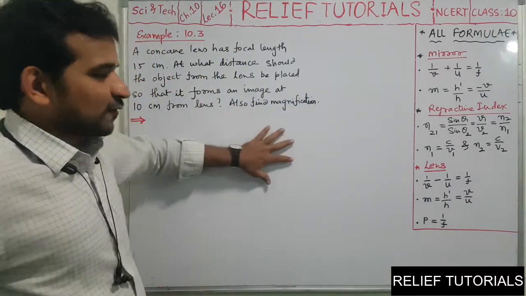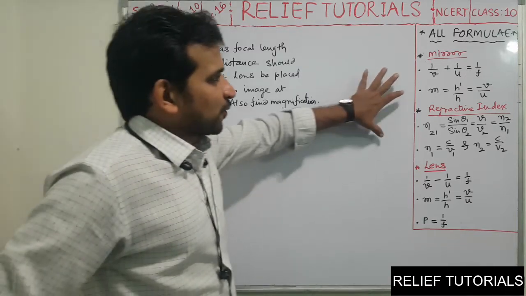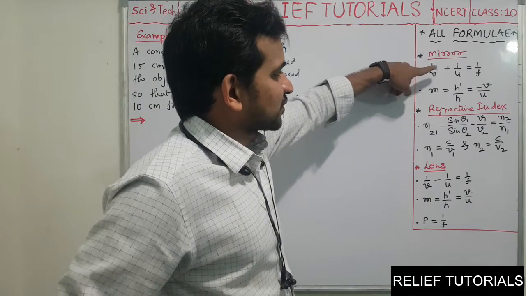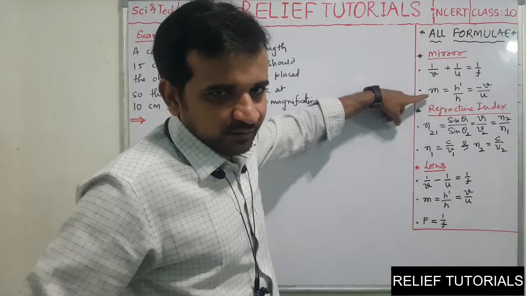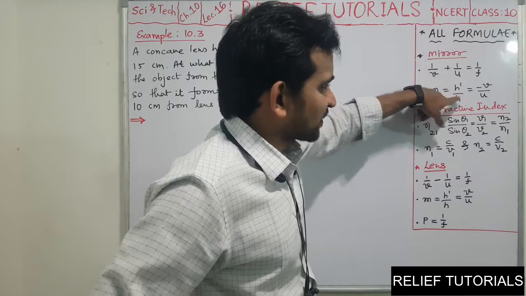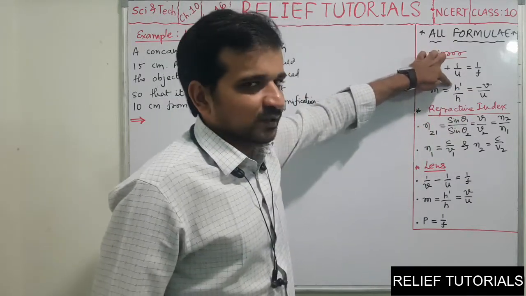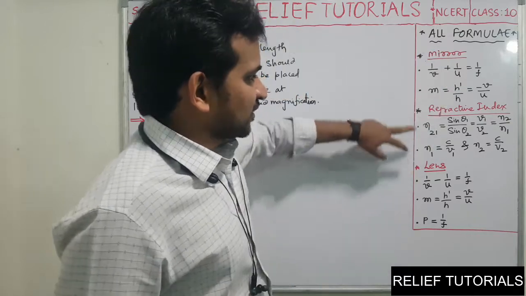In the last lecture we have completed the whole theory of the chapter. These are some important formulae. Mirror formula: 1 by V plus 1 by U is equal to 1 by F. Magnification for mirrors is equal to H dash by H is equal to minus V by U, where H dash means image height, H object height.